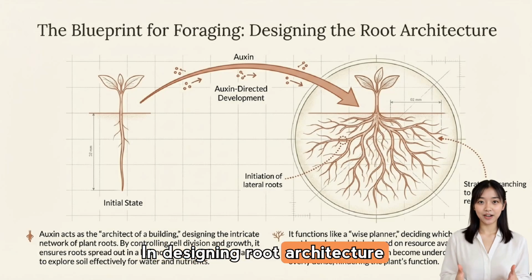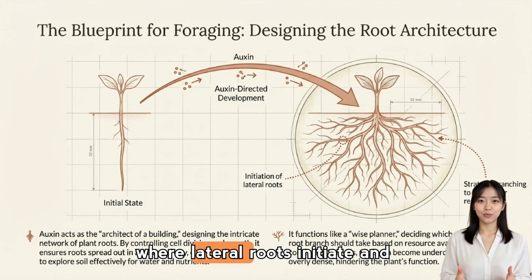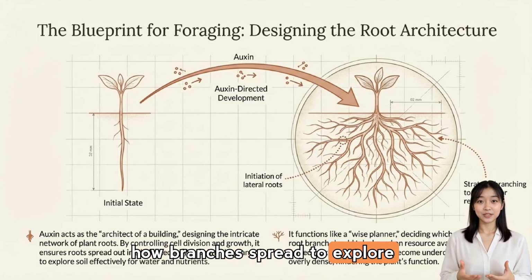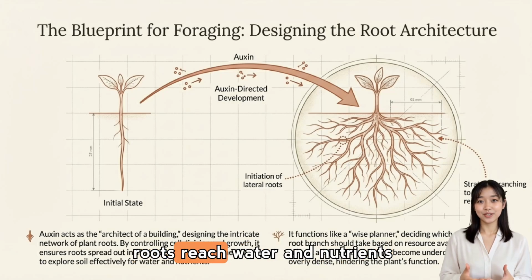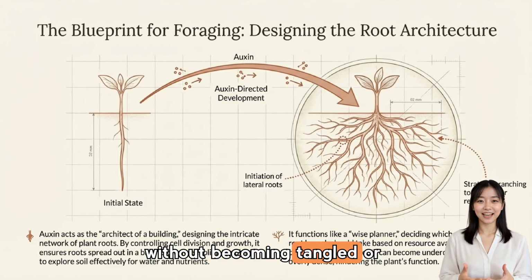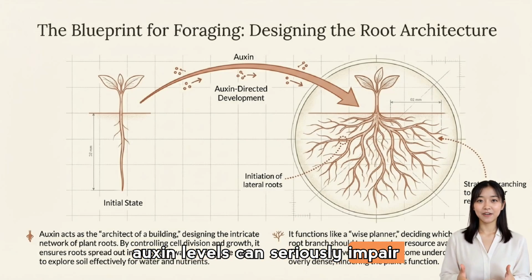In designing root architecture, Auxin behaves like an architect and a wise planner, guiding where lateral roots initiate and how branches spread to explore resources. By balancing cell division and growth, it ensures roots reach water and nutrients without becoming tangled or underdeveloped, and improper auxin levels can seriously impair function.